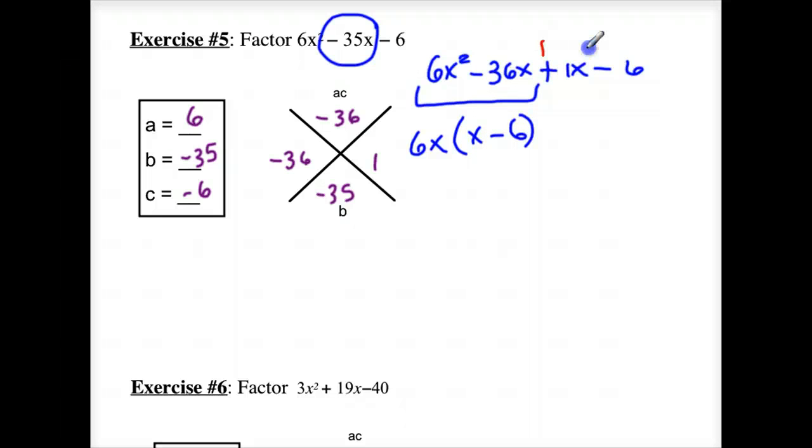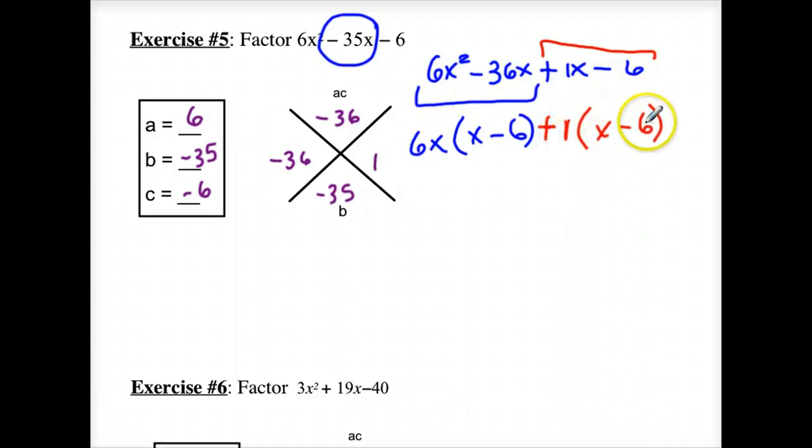Then I'm going to take my second two terms. What do they have in common? X and 6, so they have nothing in common. When they have nothing in common, we always write 1. And then what's left over? X minus 6. Now we want to know what sign goes there. This is going to be a positive.